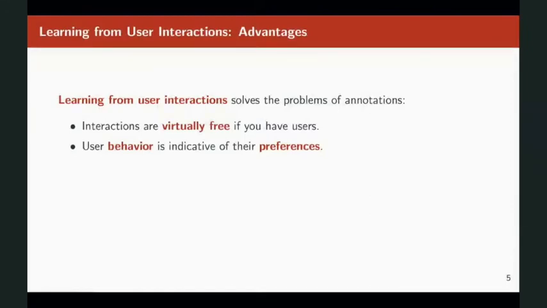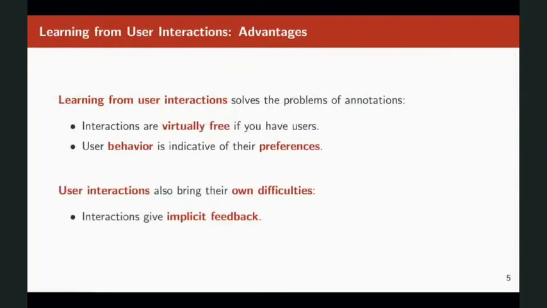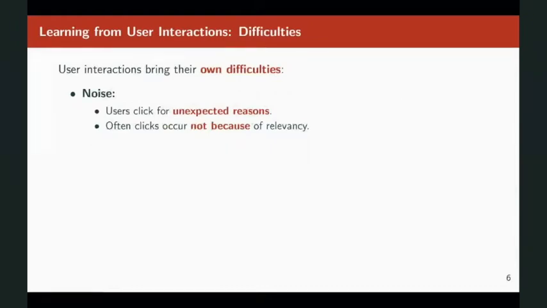So this seems to solve the problems that we saw with these annotated data sets made by experts, but it also brings its own problems, because user interactions are a form of implicit feedback. Practically never do you get interactions that tell you, I prefer this over this, or I prefer this by this much. You have to turn that implicit feedback into a signal that you can learn from. The difficulties there are twofold. On the one hand, we have noise, and on the other hand, we have bias.